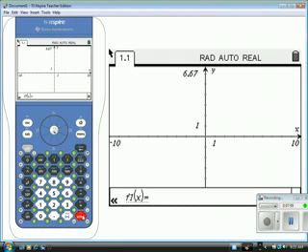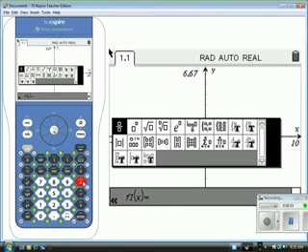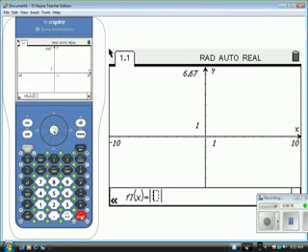Now on the Inspire, to get absolute value, you need to do Control and then Times, and it's in this MathType template. So I did Control Times, and it actually looks like absolute value. So I'm going to do enter and then type X.